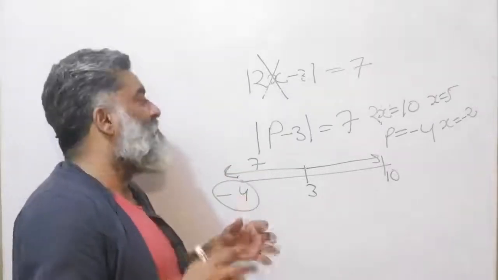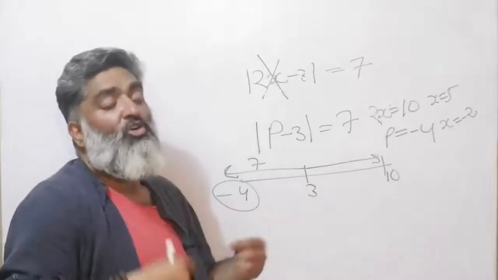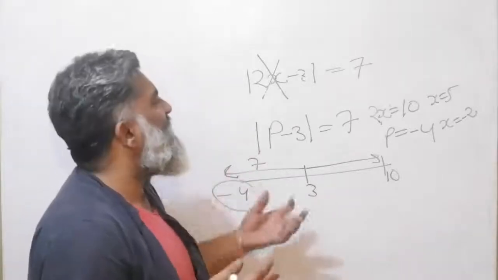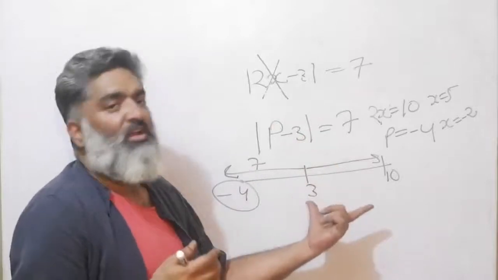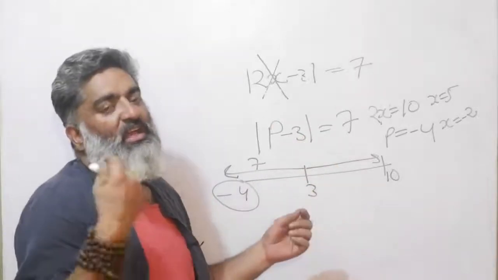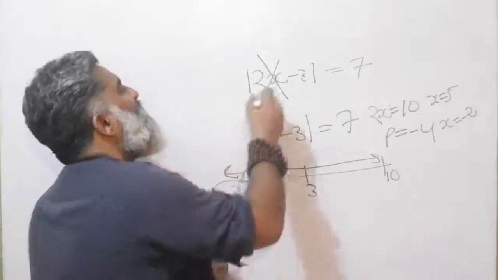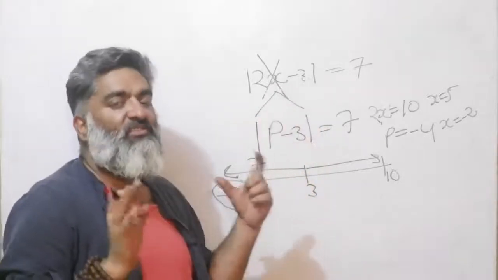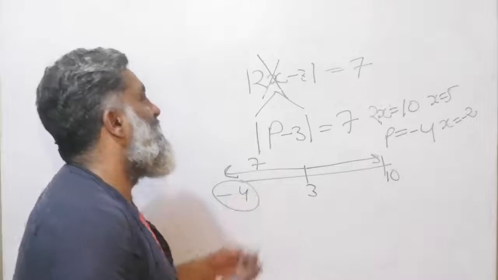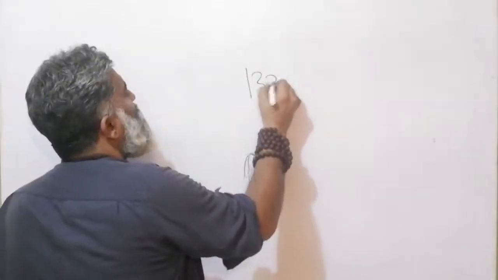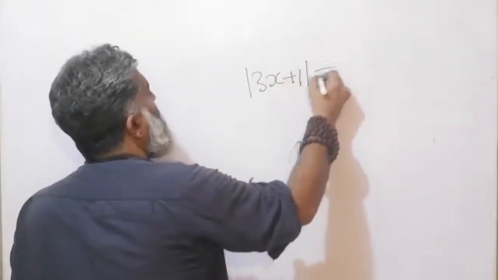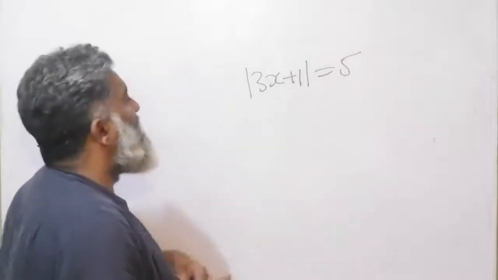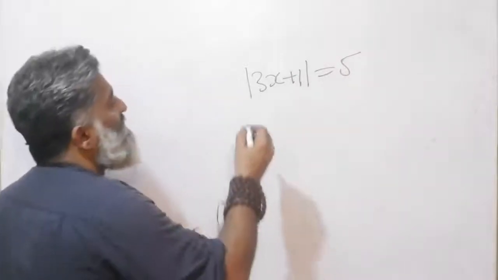We know the mechanism. Now we are looking for optional methods so that in case I see something easy, I can spot maybe the answer quickly without writing that two-story equation. Not that that is a challenge at all anyway. Everyone should be very comfortable with that as well. Just one more example with this idea, just for fun. Mod of 3x plus 1 is equal to 5. What is my method going to be?